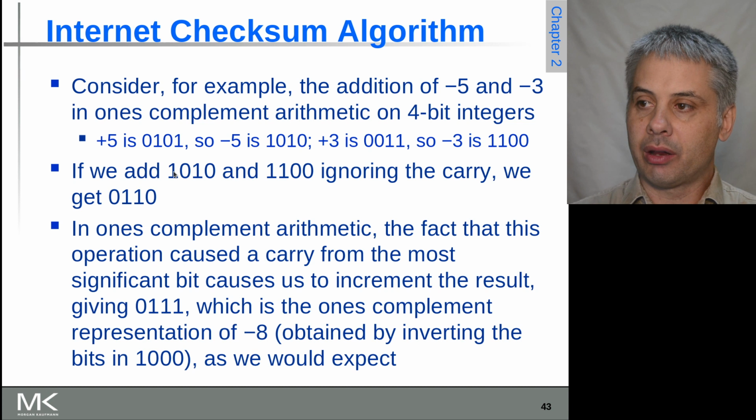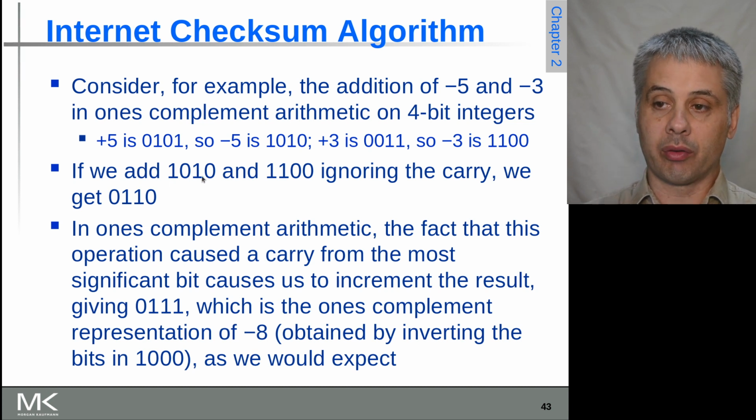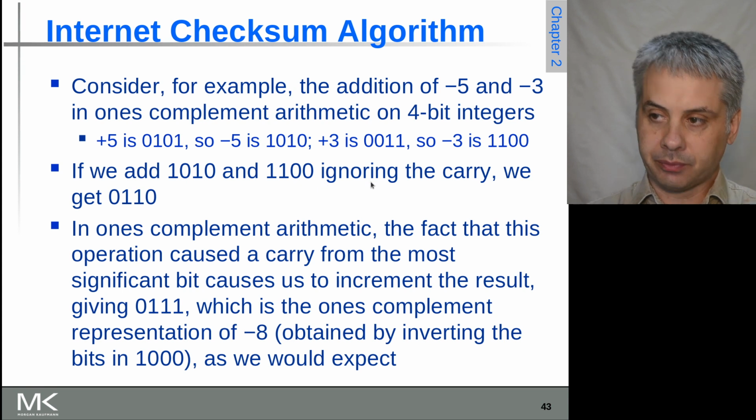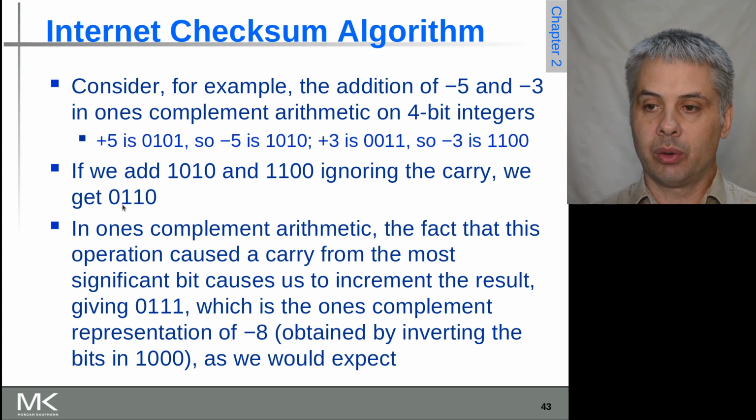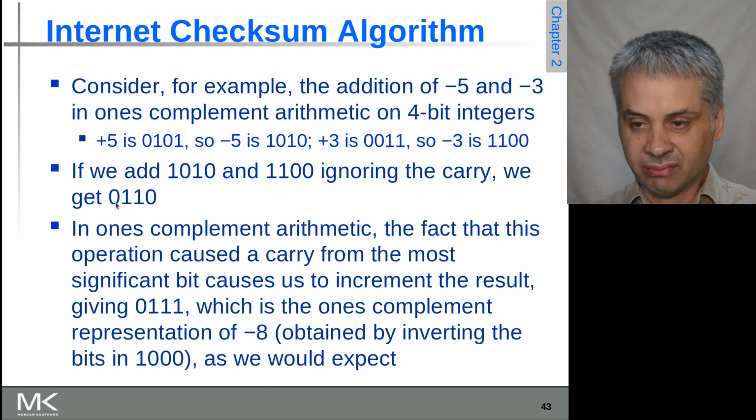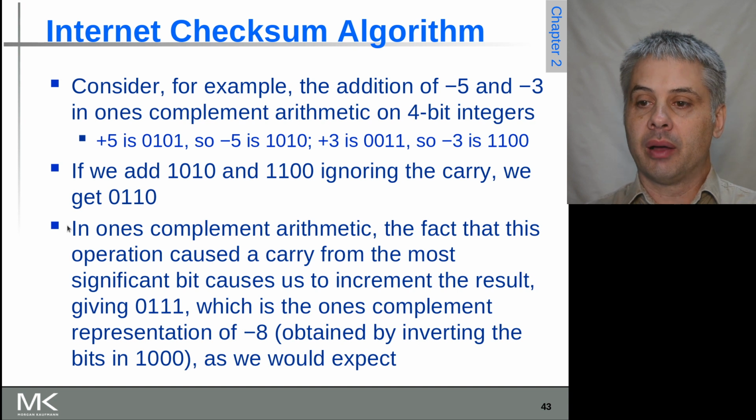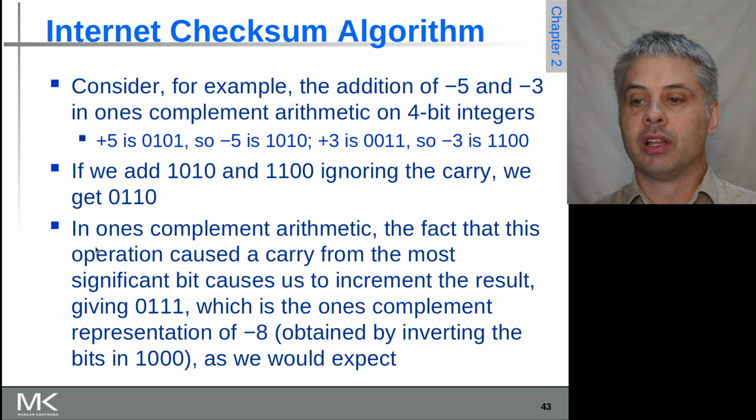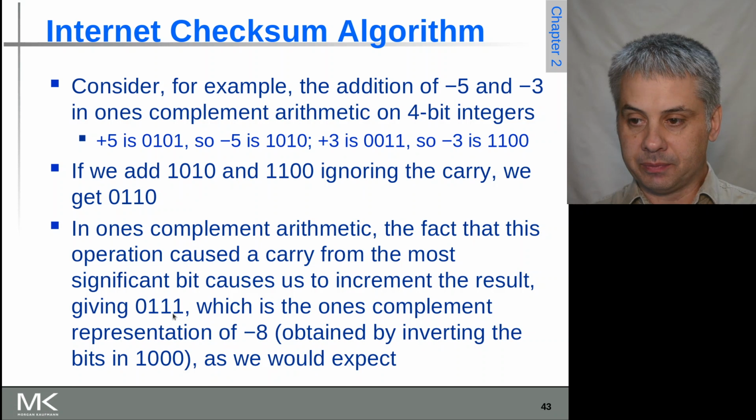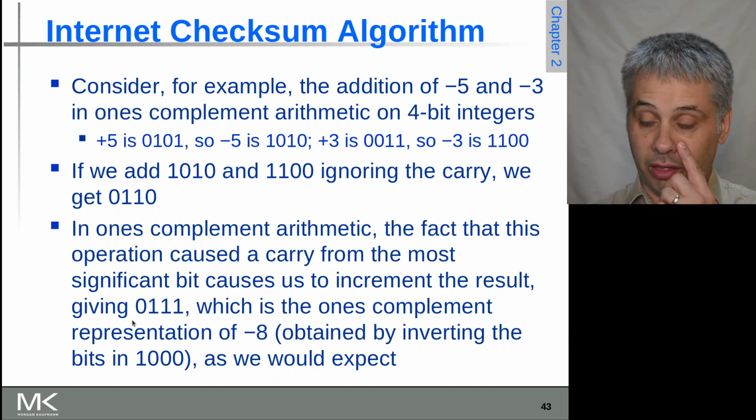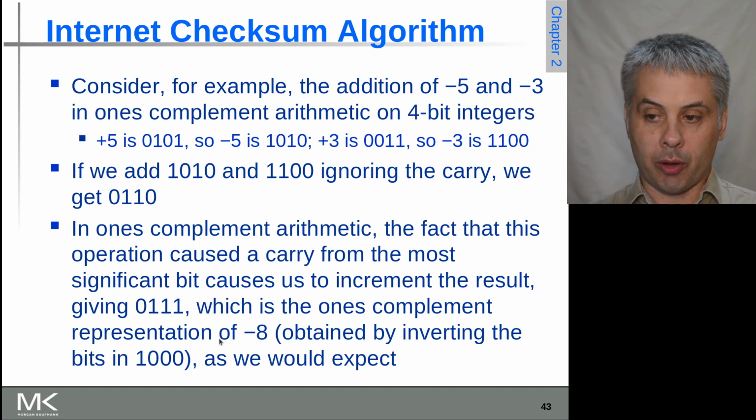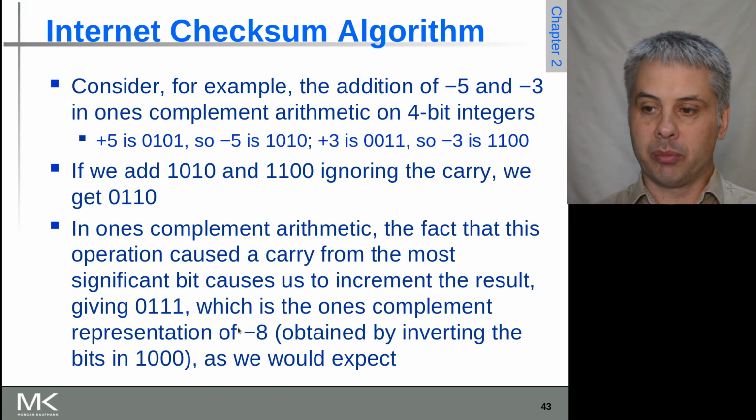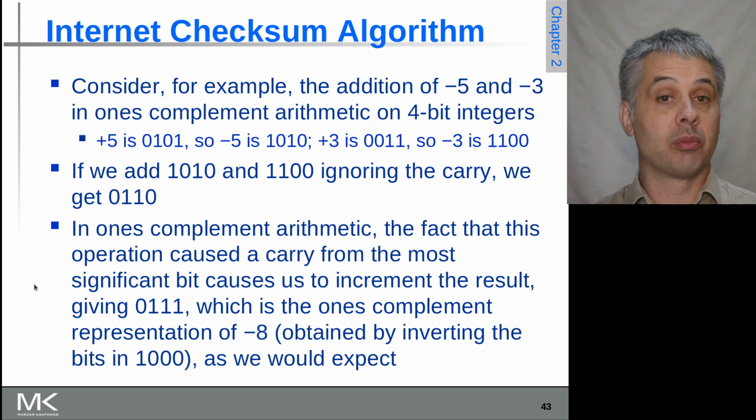So if we add together -5 and -3 in ones complement, we need to add together 1, 0, 1, 0 and 1, 1, 0, 0. If we add those two together, we will get 0, 1, 1, 0. But what we do for calculating the checksum is we add that carry back into the lowest bit. So now the result is 0, 1, 1, 1. Which incidentally also makes the ones complement addition work in the natural sense, in that -3 and -5 together should give -8. And if we invert 0, 1, 1, 1, we will get 1, 0, 0, 0, which would be +8. So it actually makes it all work.